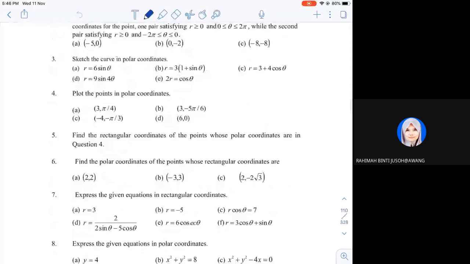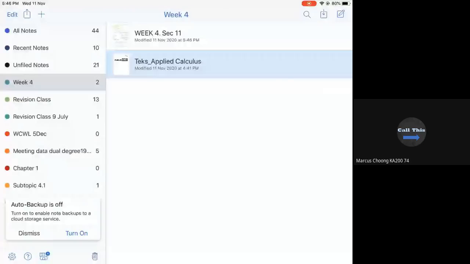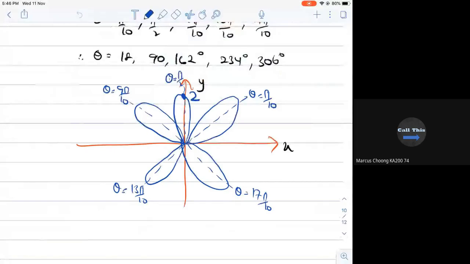Doctor, every time when we are sketching the rose curve, should we label the theta for every petal? No need actually. You don't need to label, but the position must be correct, whether in the first or second quadrant. The position must be correct, but you don't need to label. Tangent line also no need to find.